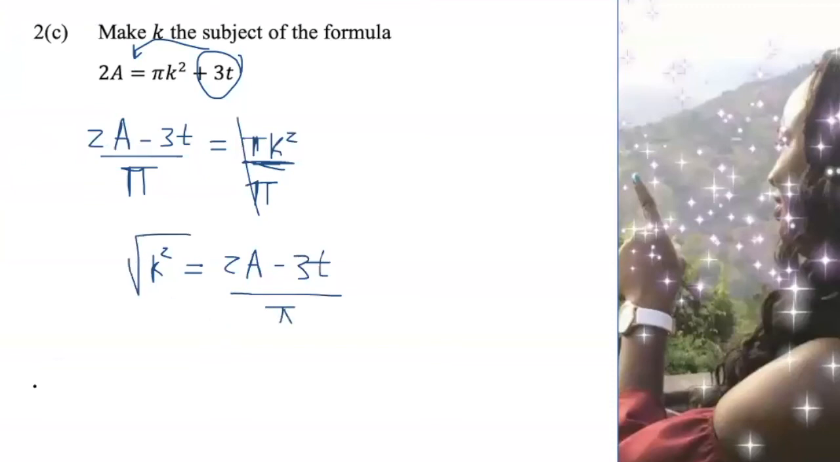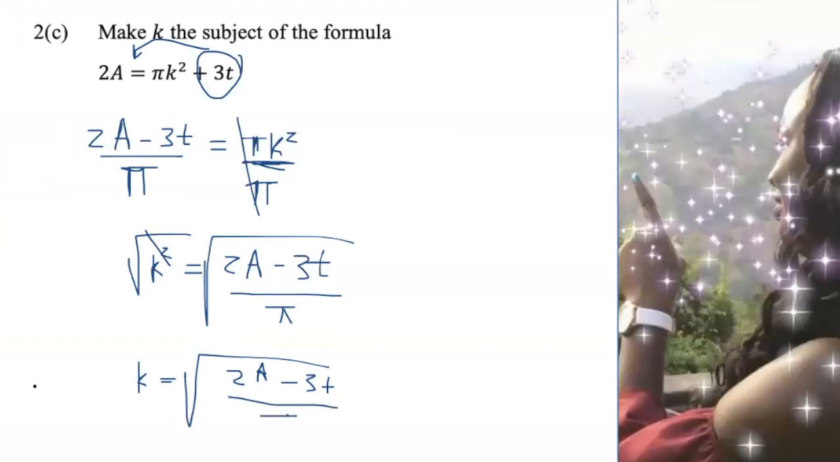Then we square root all of this. So this cancels. So k is equal to the square root of 2 capital A minus 3t over pi. And that's it.